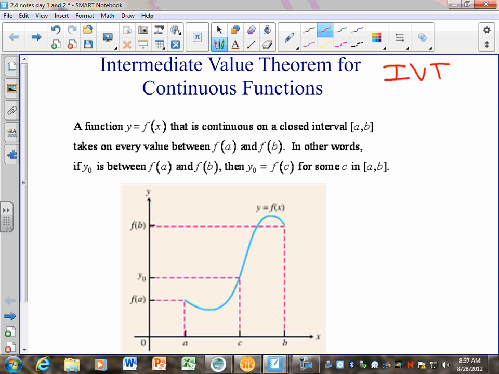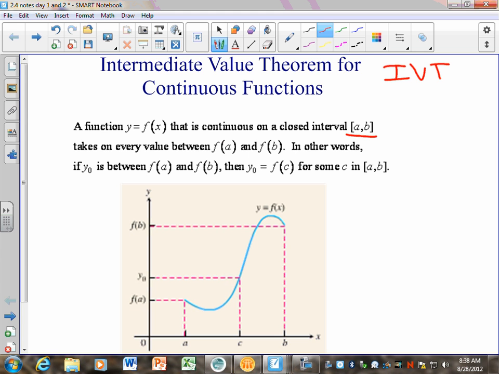And if you read it, it says a function that is continuous on a closed interval, a to b, will take on every value between f of a and f of b. Those are y values, yes? So this is saying for every x value on a closed interval, that function has to take on every y value also in those intervals.